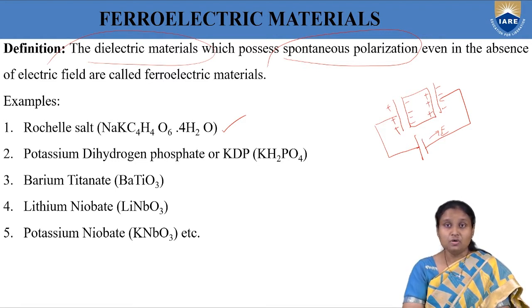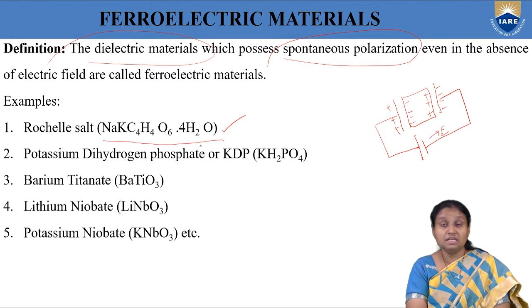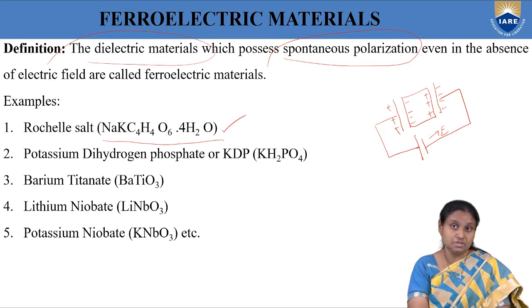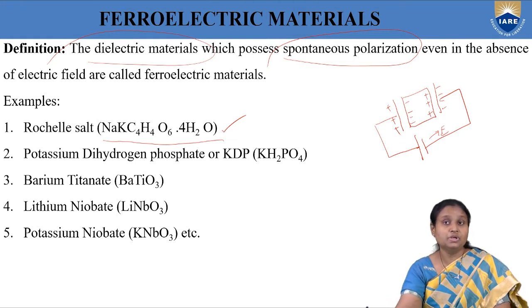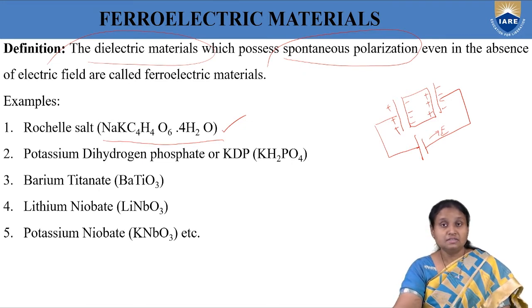And what is the composition of this Rochelle salt? As you can see from its composition given in this PPT, it consists of sodium, potassium, carbon, and hydrogen atoms. So it's a salt which consists of sodium, potassium and carbon. As I said, this is the first material in which ferroelectric behavior has been observed.